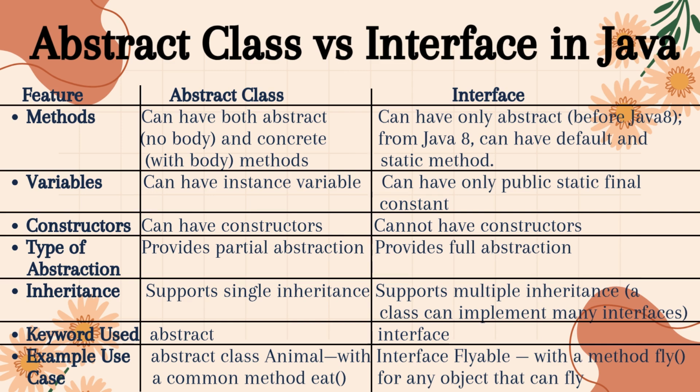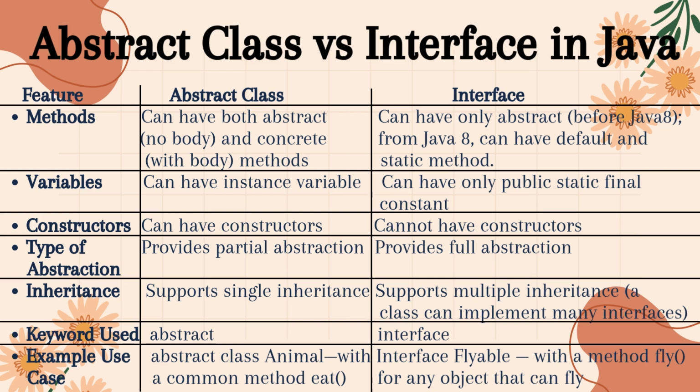Third, constructors. Abstract classes can have constructors, yes, even though you can't directly instantiate them. Interfaces cannot have constructors at all. Fourth, type of abstraction. Abstract classes provide partial abstraction, whereas interfaces provide full abstraction, since all methods are abstract by default. Fifth, inheritance. Abstract classes support single inheritance, but interfaces support multiple inheritance, meaning a class can implement many interfaces at the same time.